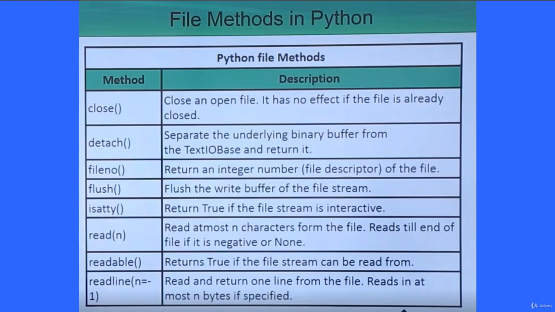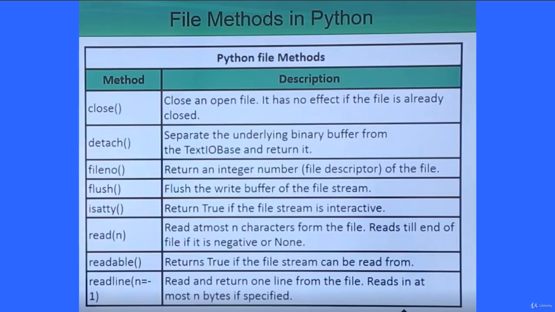We have flush: flush the write buffer of the file stream. Whatever characters are in the write buffer will be cleared. Next is isatty, which returns true if the file stream is interactive. Then read(n): read at most n characters from the file, and read till the end of the file if n is negative or None. We have readable, which returns true if the file stream can be read from. So readable returns a boolean, either true or false.